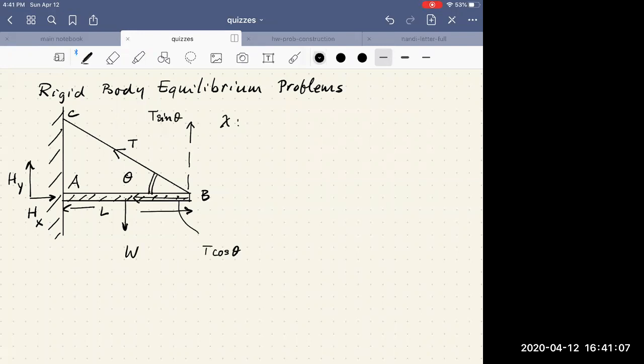So along x direction, we have Hx moving to the right, so Hx, and leftward force will be T cosine of theta. And since the system is in equilibrium, the right side of the equation for force is 0. Likewise, we can take for y. And for y, we have two vertical forces. We have Hy, then we have T sine theta, so plus T sine theta, minus W is equal to 0.